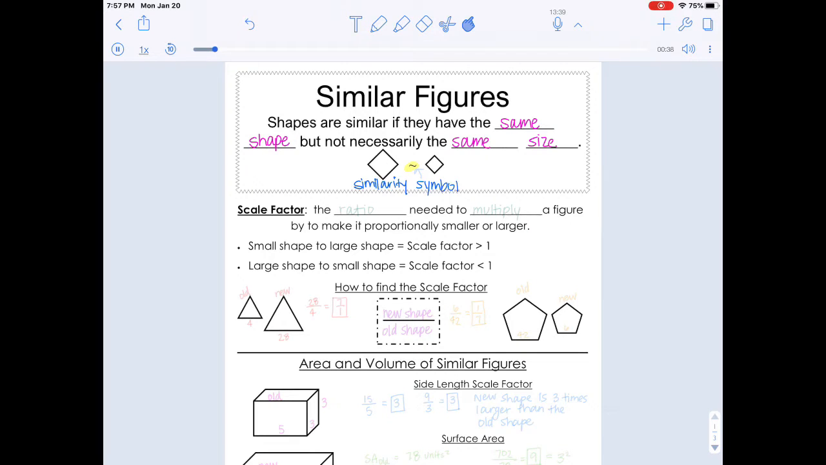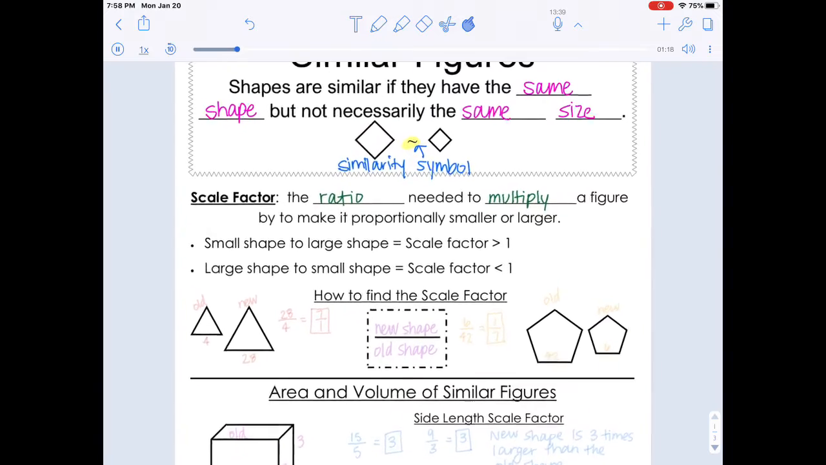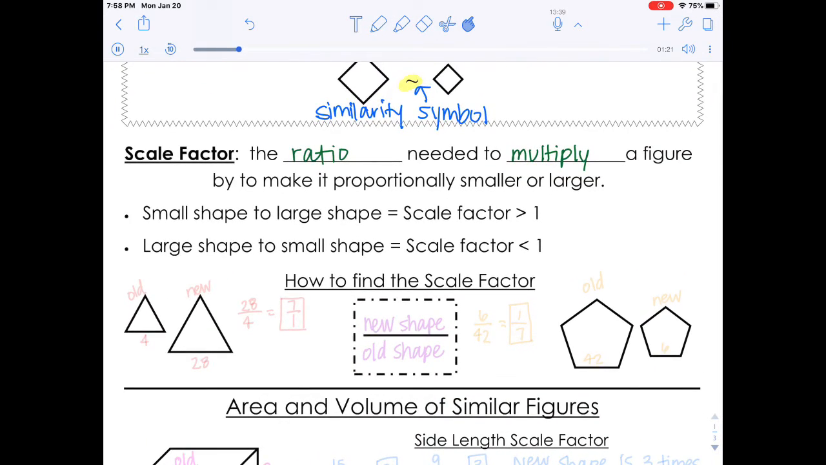Now, when you have similar figures, or when you want to create similar figures, you use what's called a scale factor. A scale factor is the ratio needed to multiply a figure by to make it proportionally smaller or larger. So it's basically a fraction that you multiply an original figure by to get a new figure that's smaller or larger. To go from a small shape to a larger shape, your scale factor is going to be greater than 1. And if you're going from a large shape to a smaller shape, your scale factor is going to be between 0 and 1.